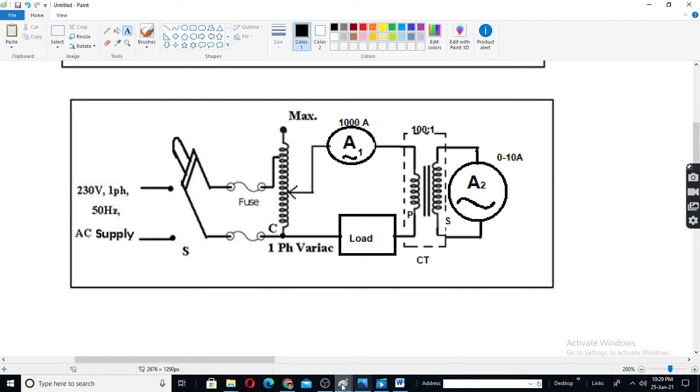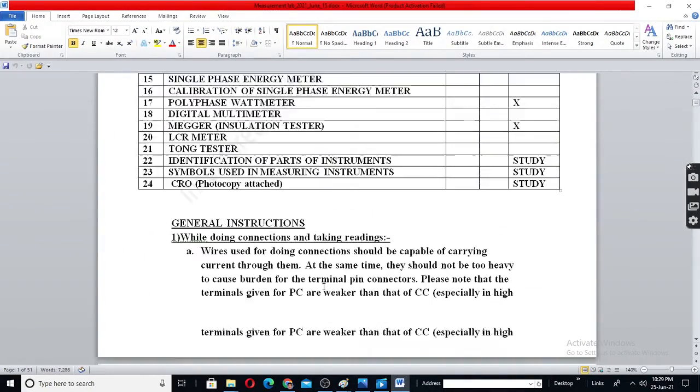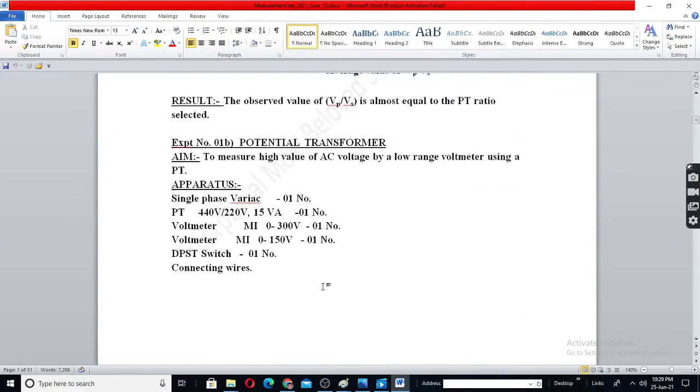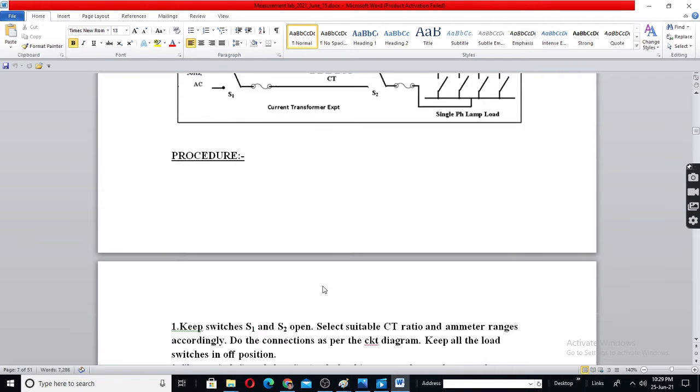Okay, we can write in the other figure also. Say in primary you have 1000 amperes, turns ratio 100 is to 1. In secondary you will have a maximum current of 10 amperes. So the operation is simple. Just go on loading, note down the readings.